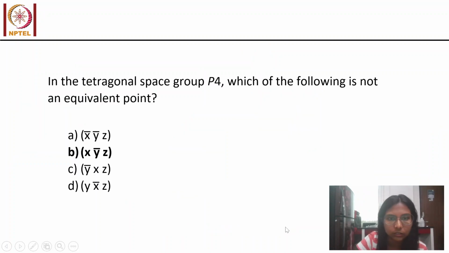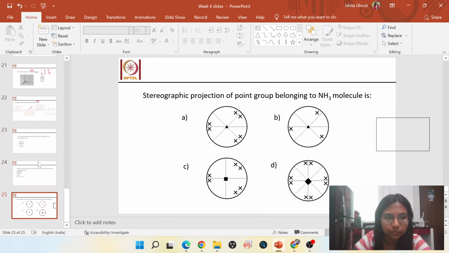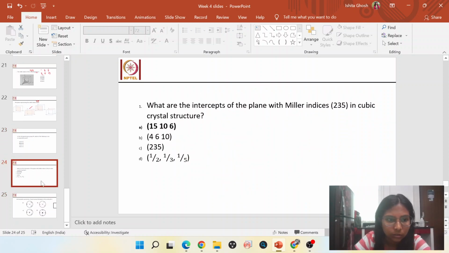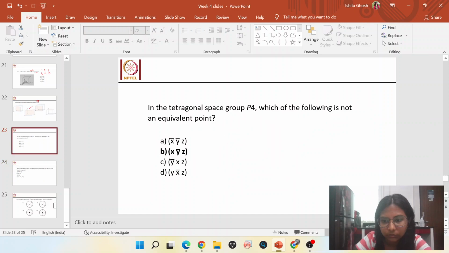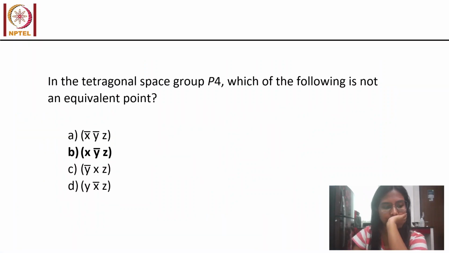So then this was another question. In the tetragonal space group P4, which of the following is not an equivalent point? Can you tell me how to proceed with this?